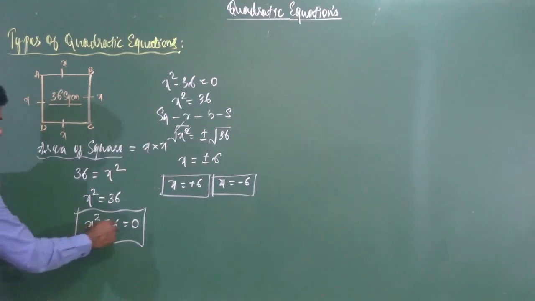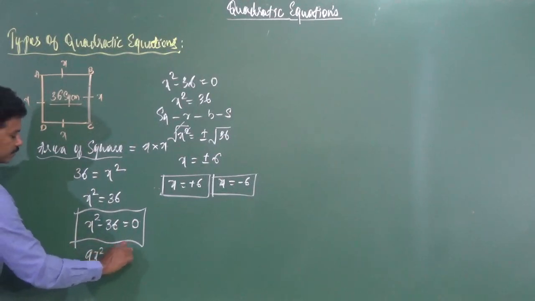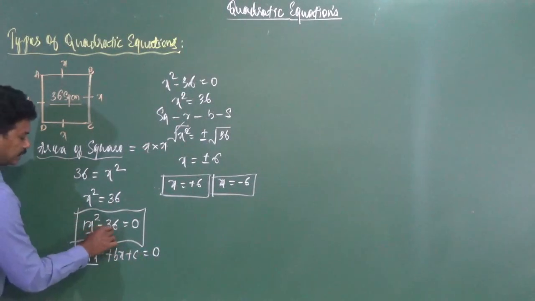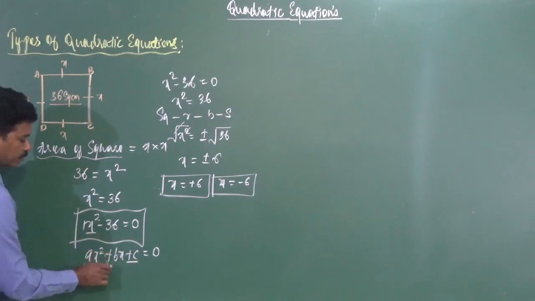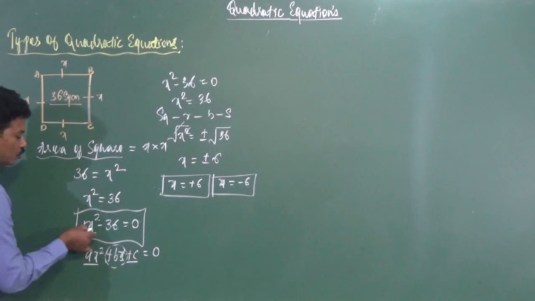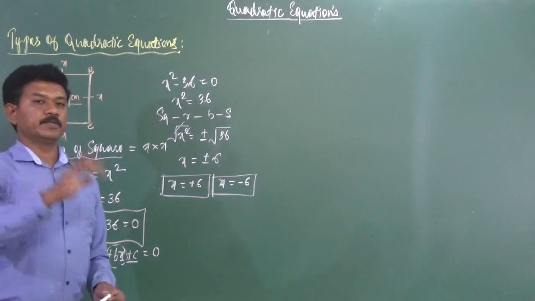So here, when you compare this with the standard form of quadratic equation, that is ax square plus bx plus c is equal to 0, you have ax square as x square, that is 1x square, and minus 36 as c, but you don't find this bx. That is, the variable with degree 1 does not exist in this equation.